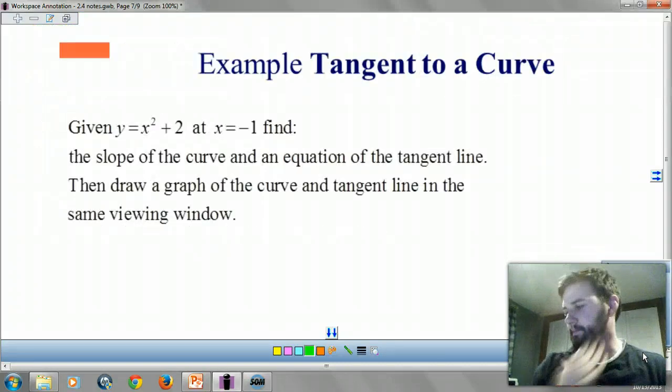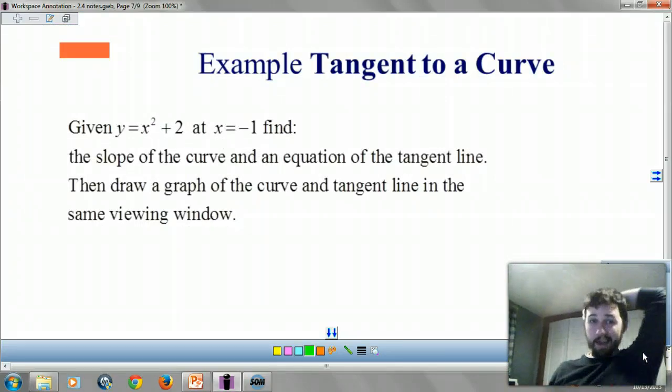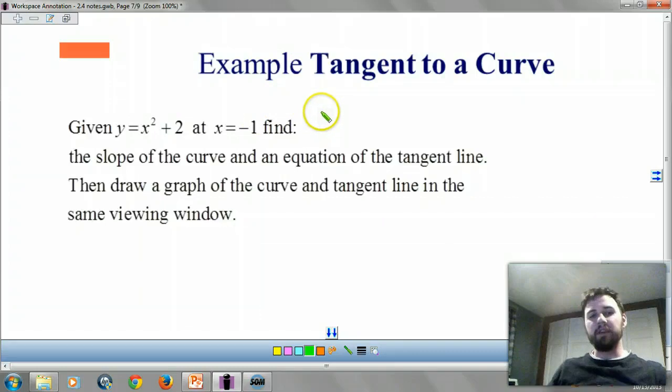Let's do it. So we're given the function x squared plus 2 at x equals -1. We want to find the slope of the curve, the equation of the tangent line, and then draw the graph of the curve and the tangent line in the same viewing window.